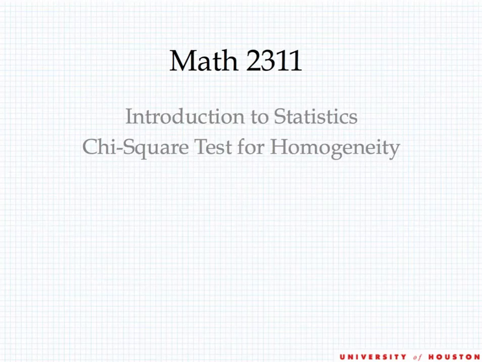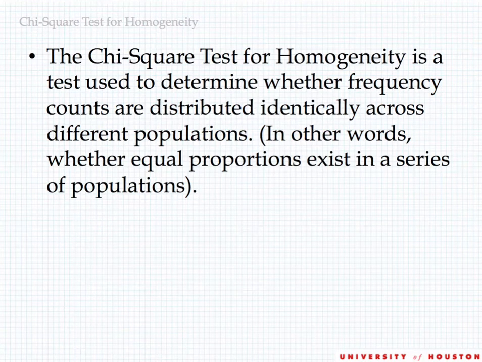Chi-squared test for homogeneity. The chi-squared test for homogeneity is a test used to determine whether frequency counts are distributed identically across different populations. In other words, whether equal proportions exist in a series of populations.